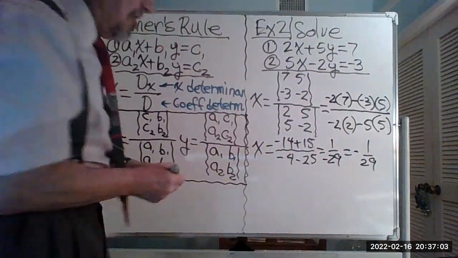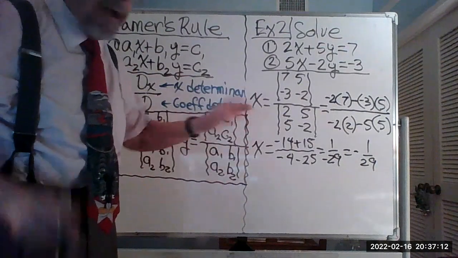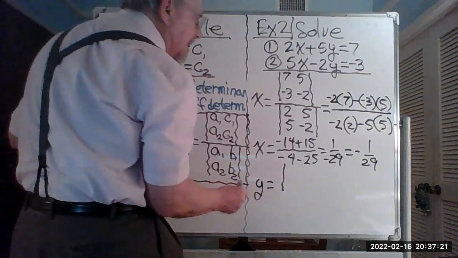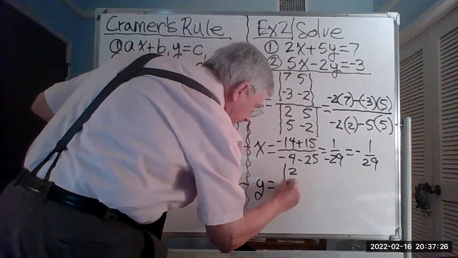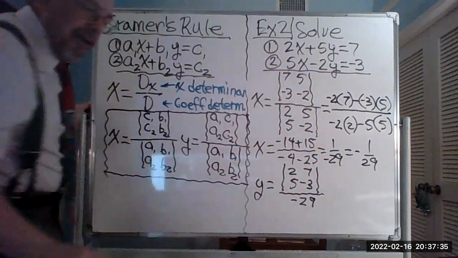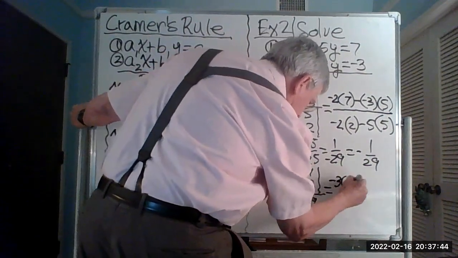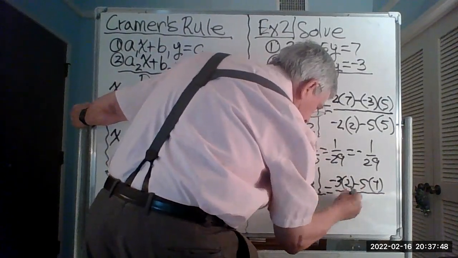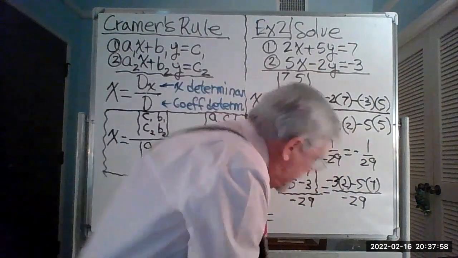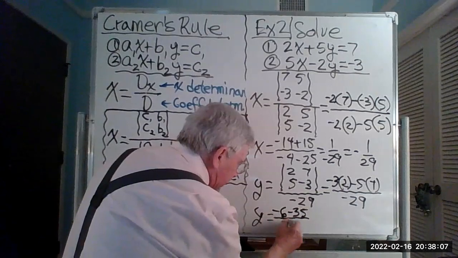So x is equal to 1/29. Notice if I did that with my traditional methods, that's going to run into a lot of arithmetic. And here it's just plugging and chugging. Now I already have the denominator, so I could just say y is equal to, all I need is the numerator determinant. So I take the 7 and the -3, and put them in there. So I'll have 2, 5, 7, -3 all over -29, because I already figured out that number. So this is equal to -3 times 2 minus 5 times 7, all over -29. So I got -6 minus 35 all over -29.